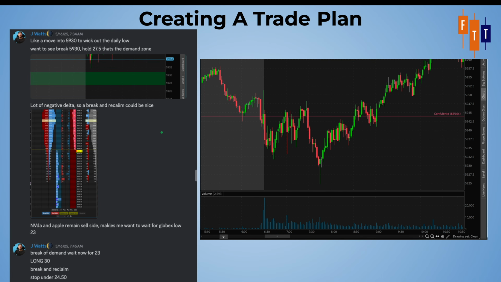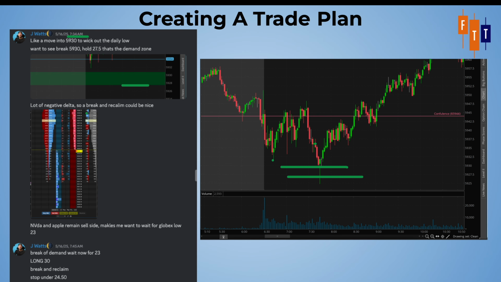So, more on creating a trade plan. Here's an example of a trade that I took, and we can look at the timestamps. This is before it happened. This is the chart. I don't have the demand zone drawn in, but the demand zone is right here, 5930 to 5927. So at 7:34, which is right here where that green dot is, I was like, all right, I like a move into 5930 to wick out the daily low, which was right here. And I want to see it break 5930, which is this demand zone, and hold 5927.5 for a move back up.